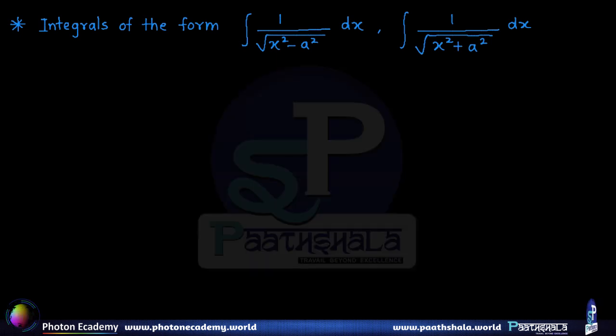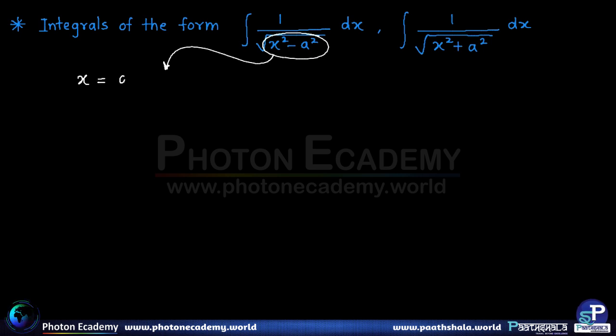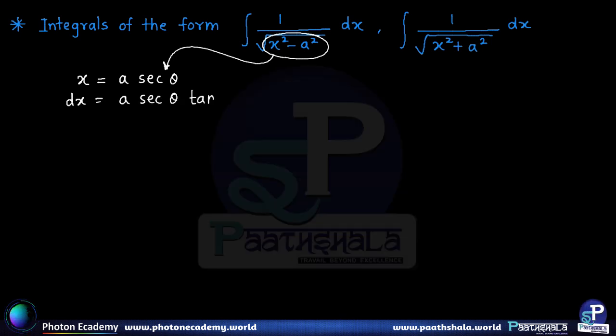Once again we do this by substitution method only. Suppose we want to solve the first out of the two. Now as you would have guessed, since we have x square minus a square, we have a minus term, so therefore we must put x as a sec theta, because sec square minus 1 is tan square. So dx gives us on differentiation a sec theta tan theta d theta, right?